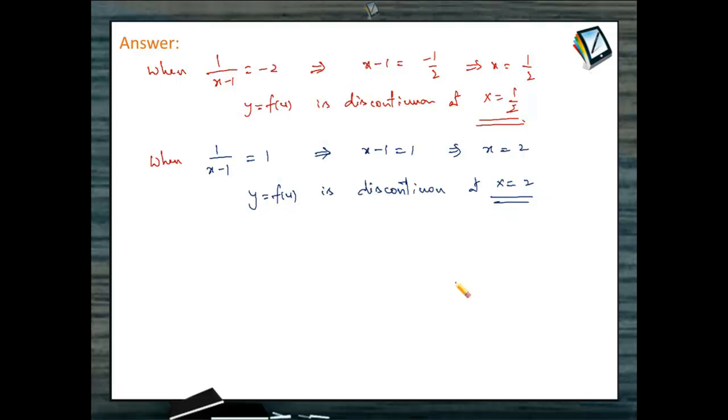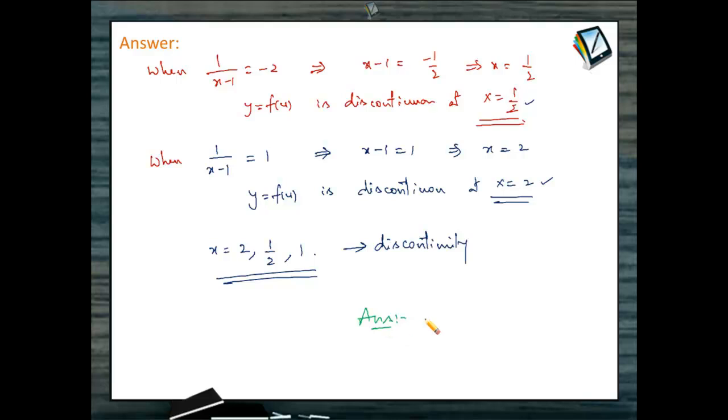So what are the different points of discontinuity values for x that we identified? X was discontinuous when x is 2. Similarly, the function was discontinuous when x is half, and we also observed that it is discontinuous when x is 1. So what are the different points of discontinuity? X equal to 2, x equal to half and x equal to 1. These are the points of discontinuity of the function.